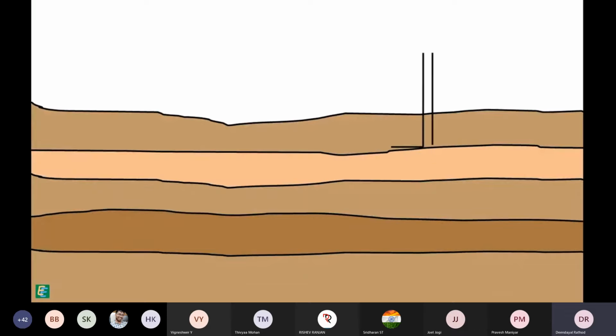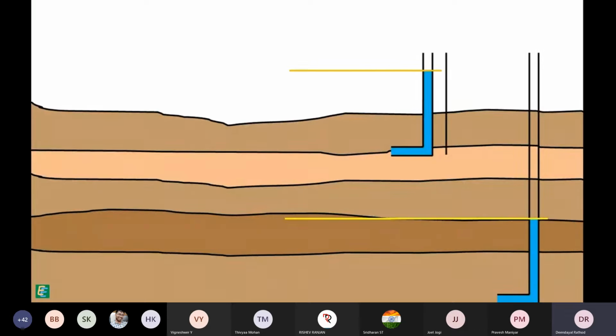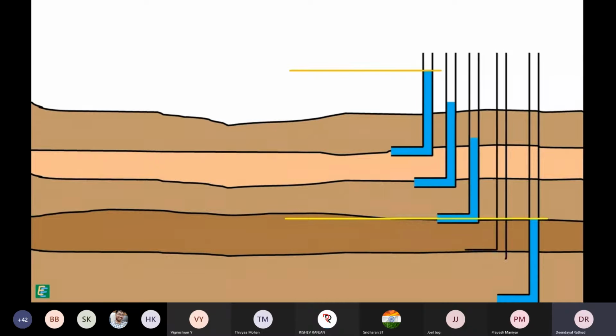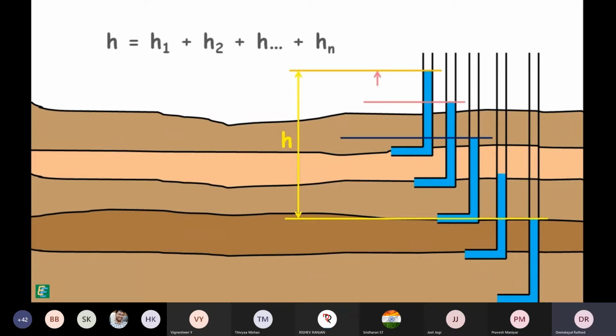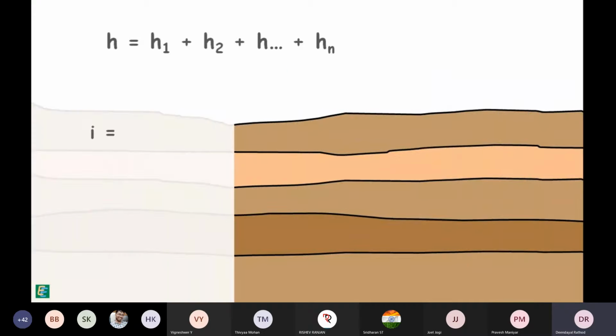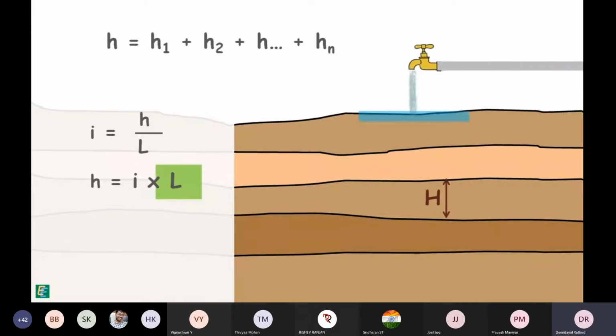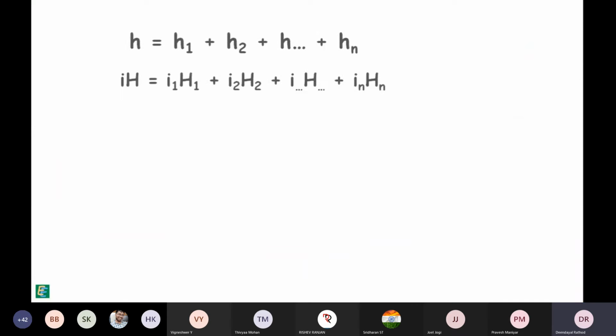Head loss through each layer may be different, but the total head loss will be equal to the sum of head loss through all the soil layers, which we write as H equal to H1 plus H2 plus H3 and so on. Here H is the total head loss and H1, H2 are the head losses of different layers. We know that hydraulic gradient is equal to the head loss divided by the length of flow, so head loss can also be written as this. L is the length of flow, which in our case is the thickness of the layers as the water is flowing vertically downwards. So we can write the total head loss as this.